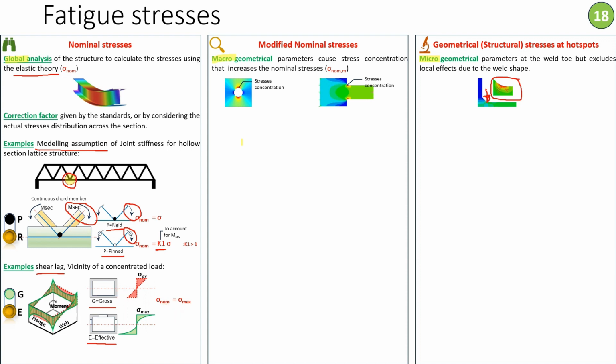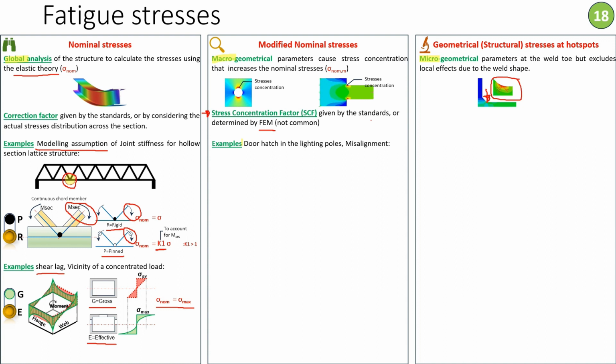Nominal stresses will be equal to the stress distribution with shear lag, which is a bit higher than the other one. For the modified nominal stresses, to capture the stress concentration, we need to calculate the stress concentration factor. Normally, for macro level analysis, there are tabulated values, formulas, or charts to estimate the stress concentration factor, or you can use finite element modeling.